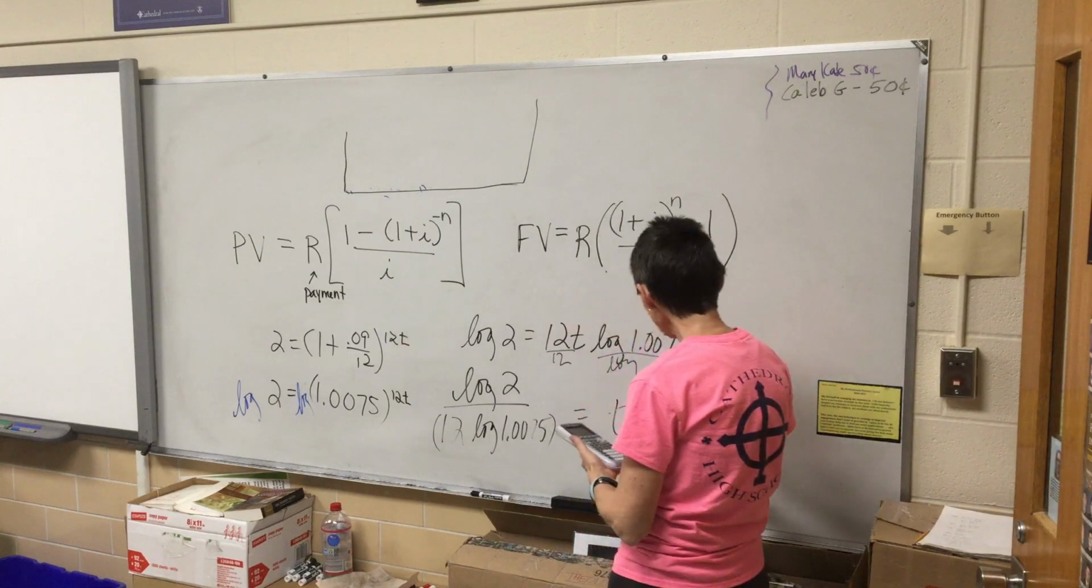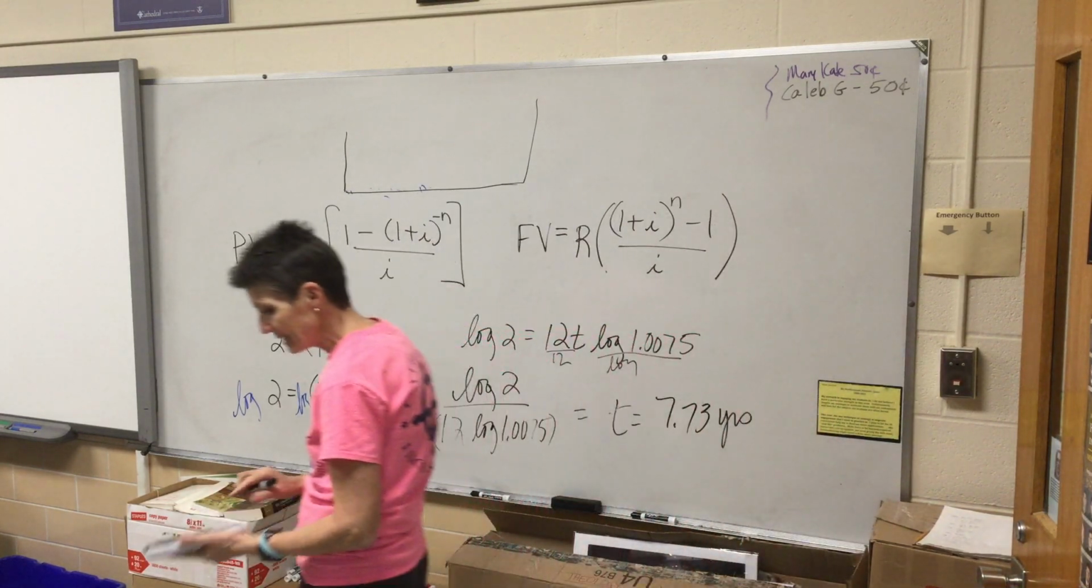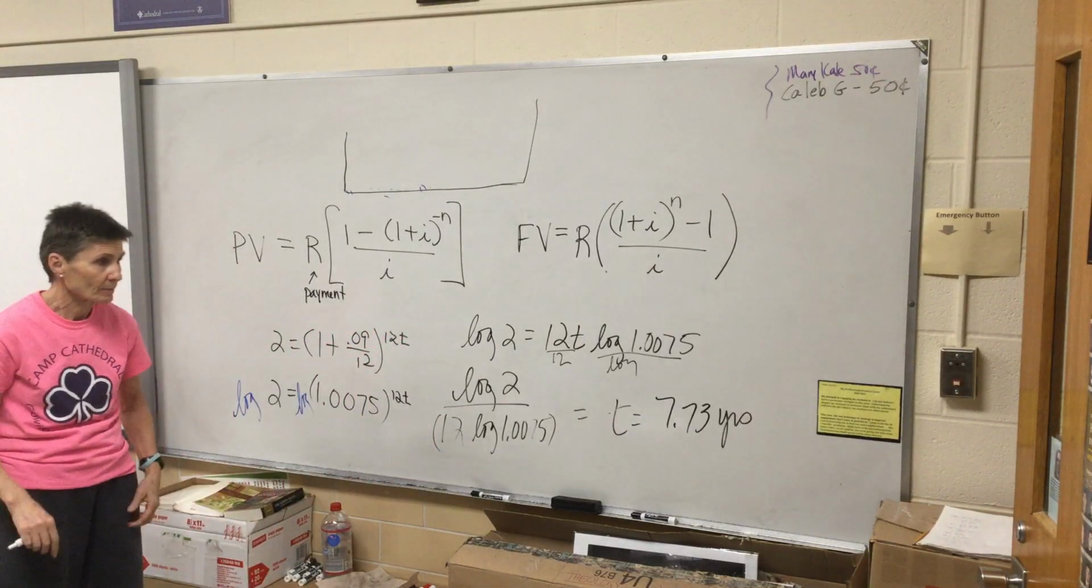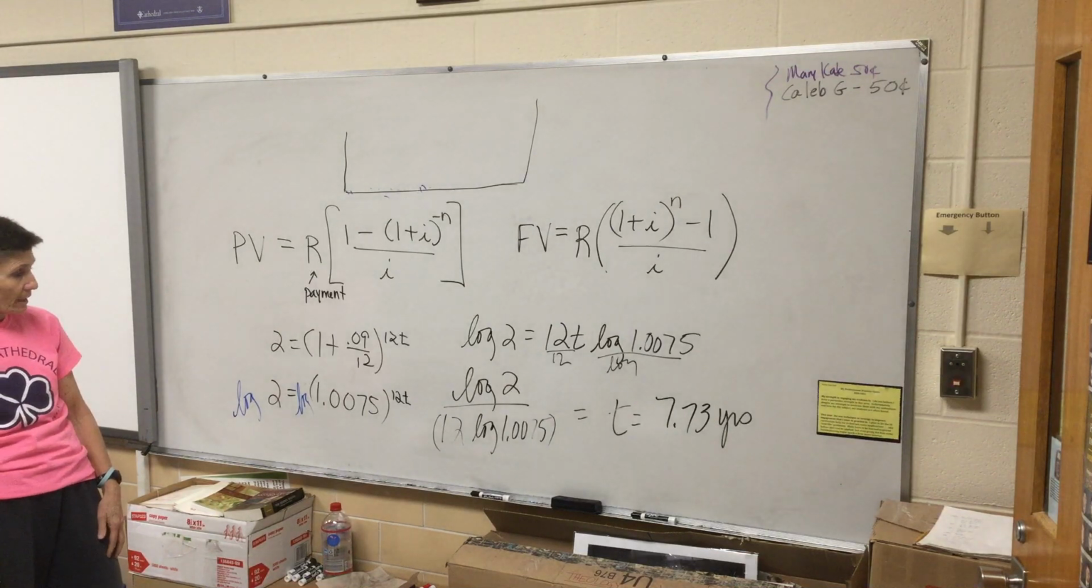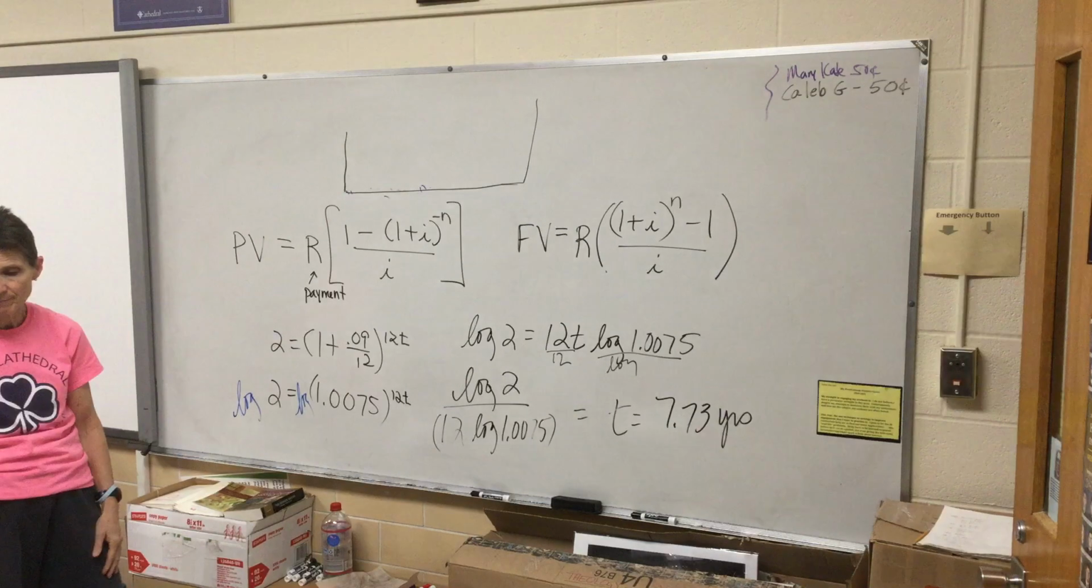And it's going to take 7.73 years. How long will it take to double her money? Only 7 years. And of course it's only 7 years because that's a huge interest rate, 9%, that's huge.